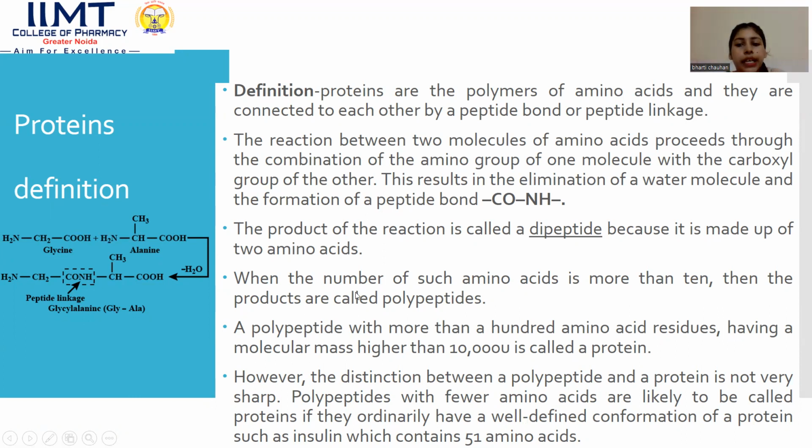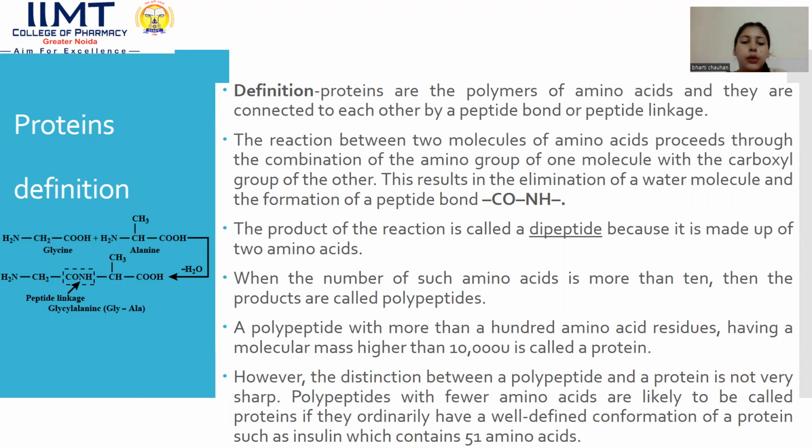Now the product of the reaction is called a dipeptide because it is made of two amino acids, right? Now we will talk about polypeptides and proteins. We should clear that concept first. When the number of such amino acids is more than 10, then the products are called polypeptides.